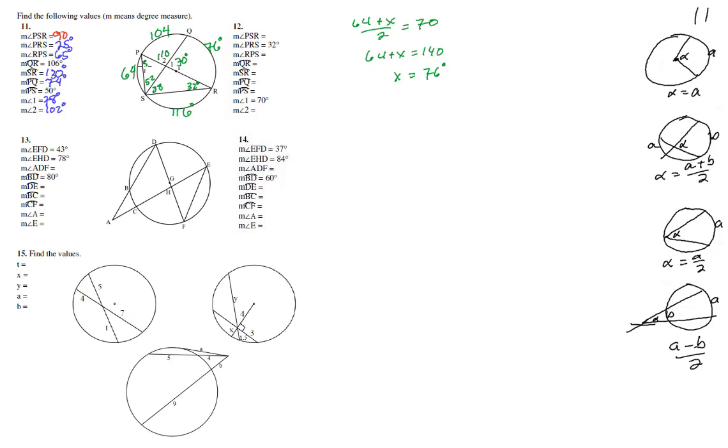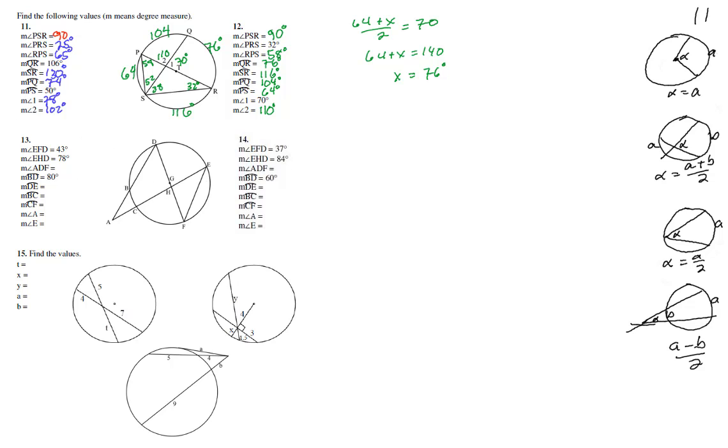That's 58. Let's see if we got enough to fill this out. PSR, that's 90 again. RPS, 58. Measure of arc QR, 76. SR, 116. PQ is 104. PS is 64. And measure of angle 2 is 110. Okay, good. Let's try number 13.